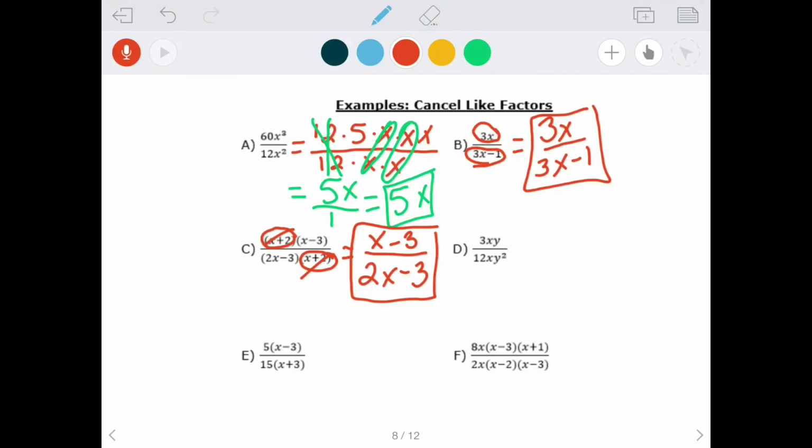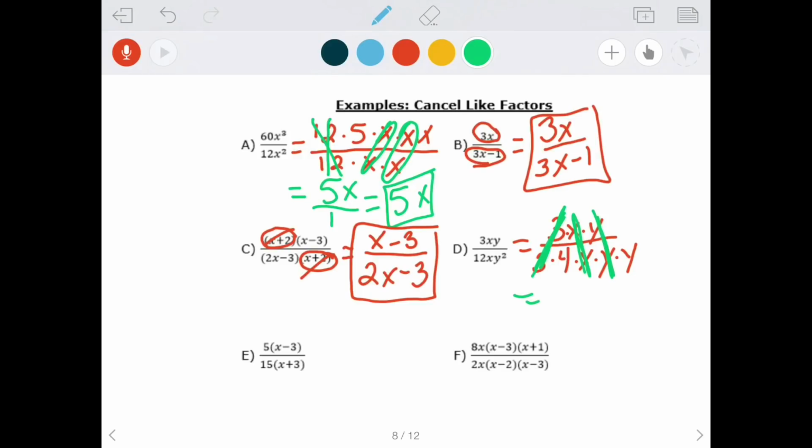Example D is reduced, so I'm just going to copy that. I have 3 times x times y. And then on the bottom, I can factor this out. 3 times 4 times x times y times y. Then I'm going to grab my green pen so I can cancel some factors out. My 3's can cancel. I can cancel one set of x's and one set of y's.